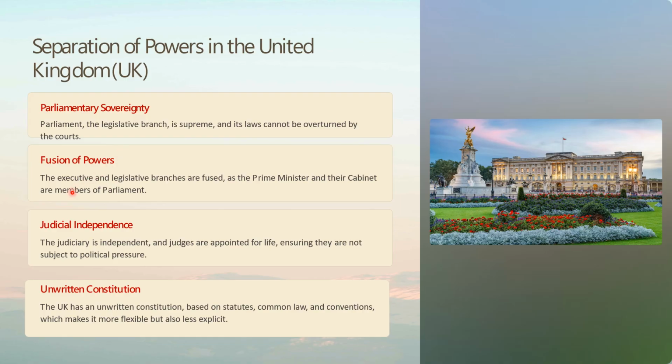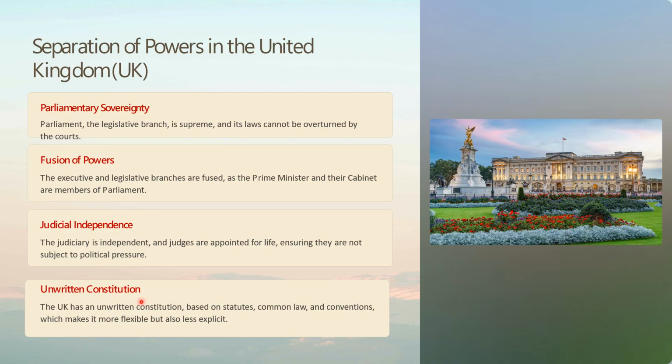In the fusion of powers, the executive and legislative branches are fused, as the prime minister and their cabinet are members of Parliament. So the executive and legislative branches are closely linked, with the government drawn from Parliament. And judicial independence: the judiciary is independent and judges are appointed for life, ensuring they are not subject to political pressure. The judiciary is independent and impartial, interpreting laws and ensuring justice.